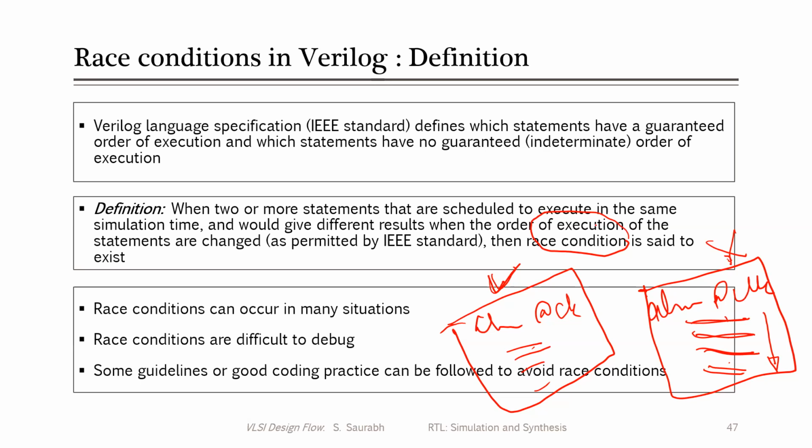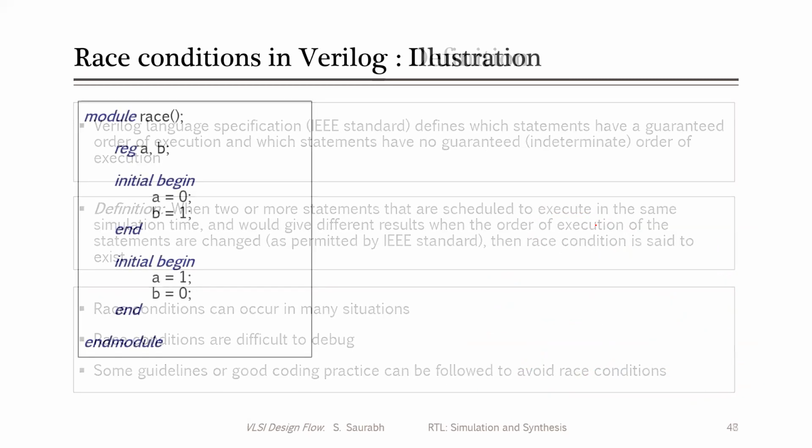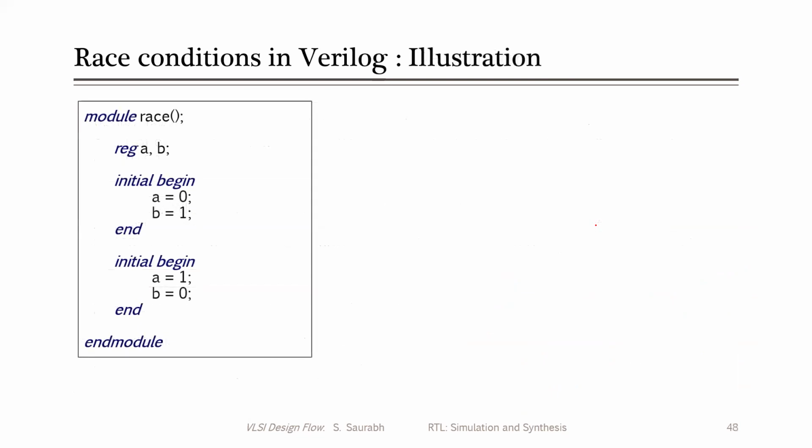Race conditions can occur in many situations. Race conditions are difficult to debug. Some guidelines or good coding practices can be followed to avoid race conditions. Now let me show you what a race condition is. Suppose you write this code, right?